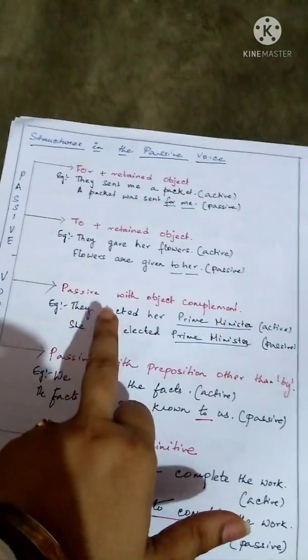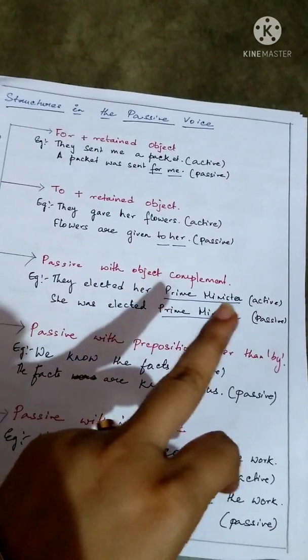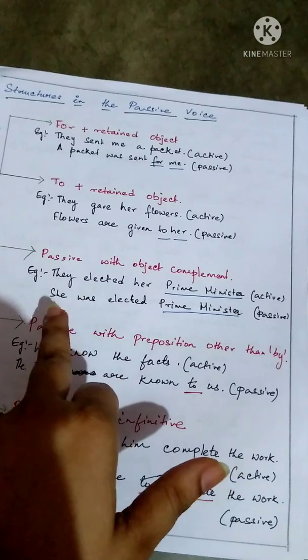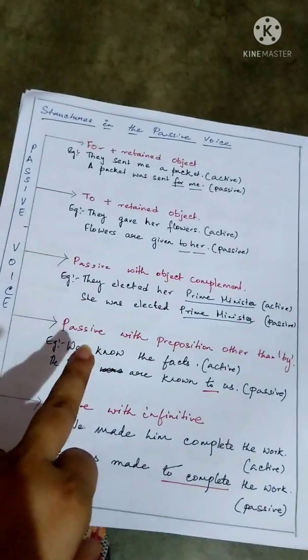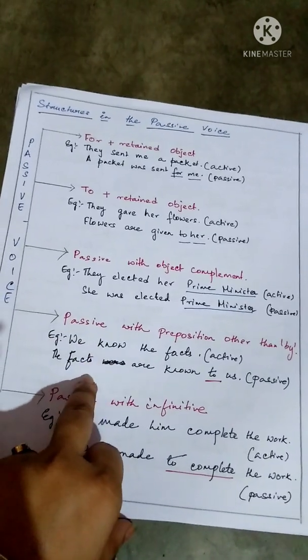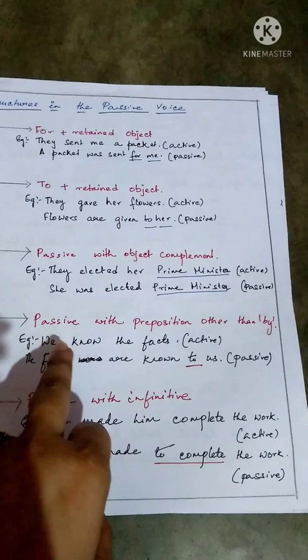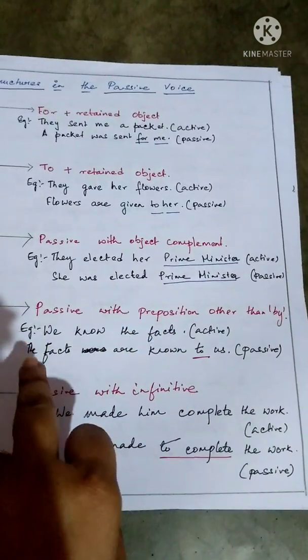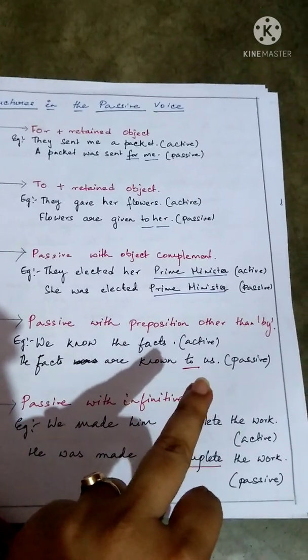Third, passive with object complement. They elected her prime minister. Active. And here she was elected prime minister in passive. Now passive with preposition other than by. Other than by, what are the prepositions we can use? We know the facts. Active. The facts are known to us. Here to is the preposition used in passive.